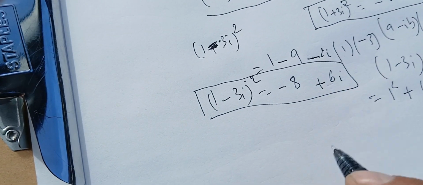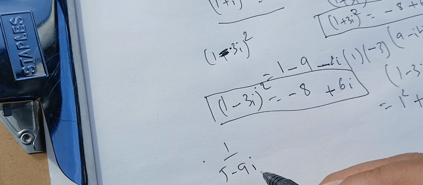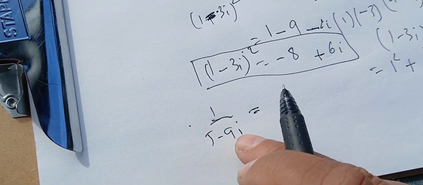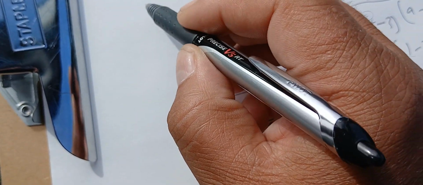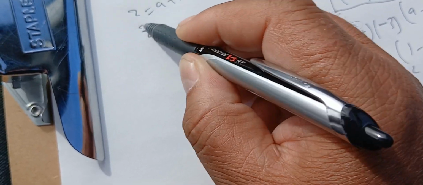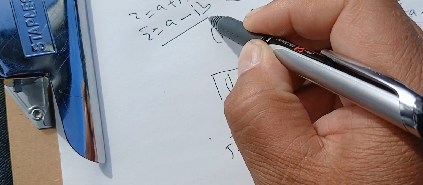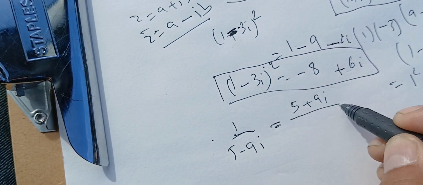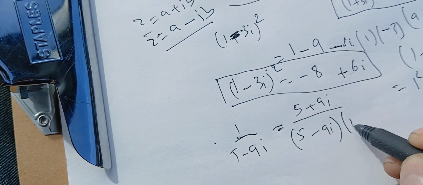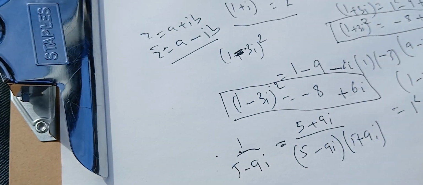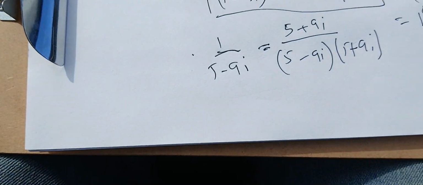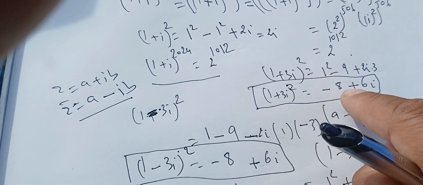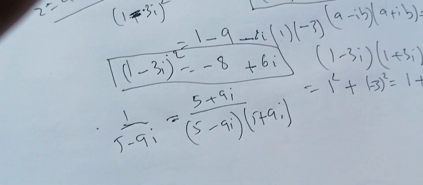The next value that we're going to compute is 1 over (5 - 9i). Okay. So here we use the conjugate. Remember that the conjugate of a number z = a + ib is a minus ib. So here we're going to do (5 + 9i) over (5 - 9i) times (5 + 9i). And we use the fact that we know here, this one, in the bottom.